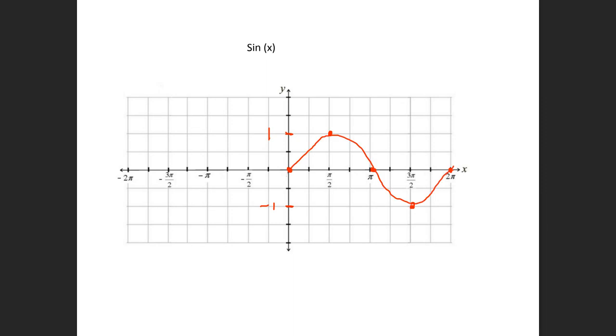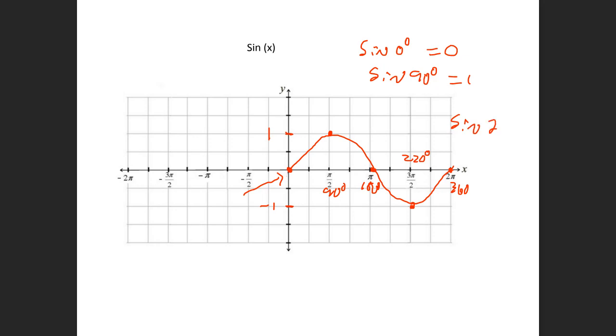So if you look at this sine graph, what is the sine of 0 degrees? Look right here, 0 degrees. It's equal to 0. What is the sine of 90 degrees? Well, this is 90 degrees, this is 180 degrees, this is 270, this is 360. That's converting from degrees to radians and all that. So the sine of 90 degrees is 1. What is the sine of 270 degrees?